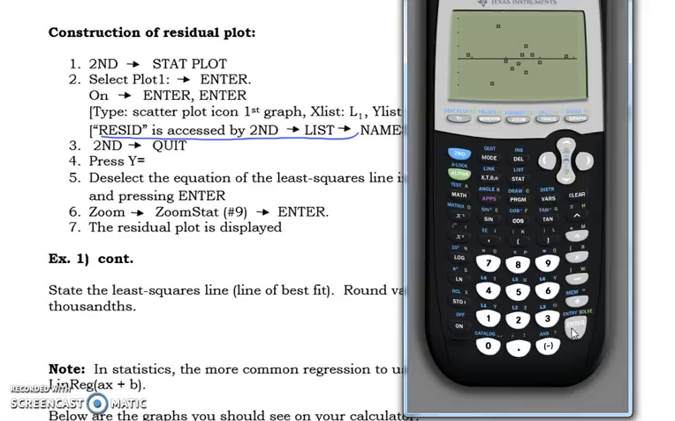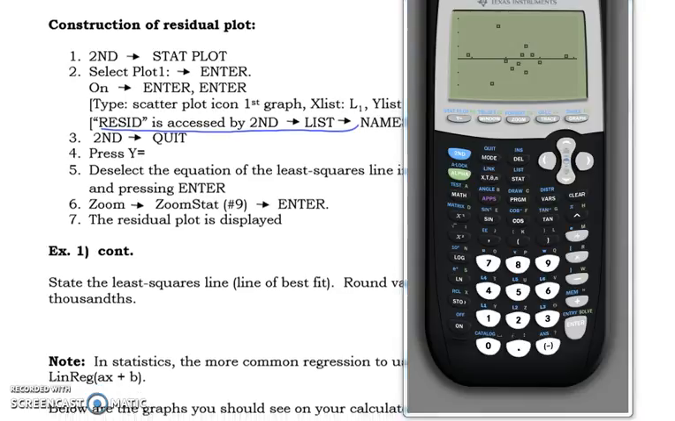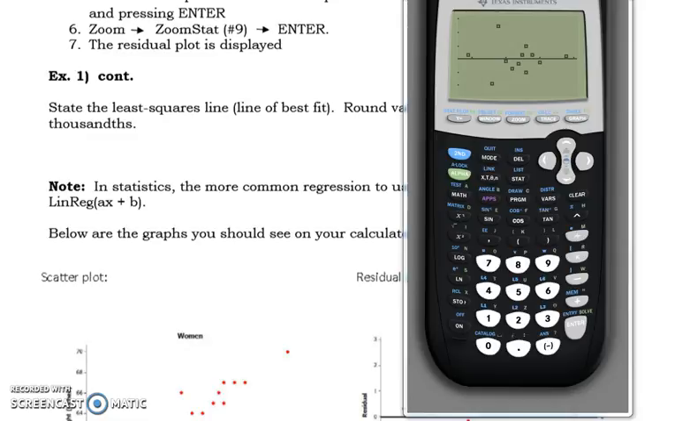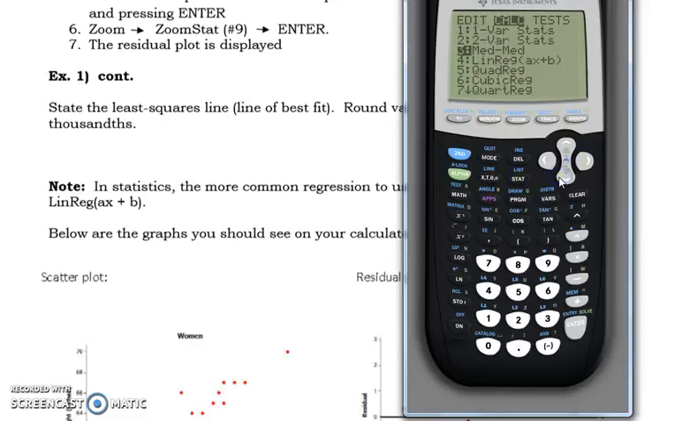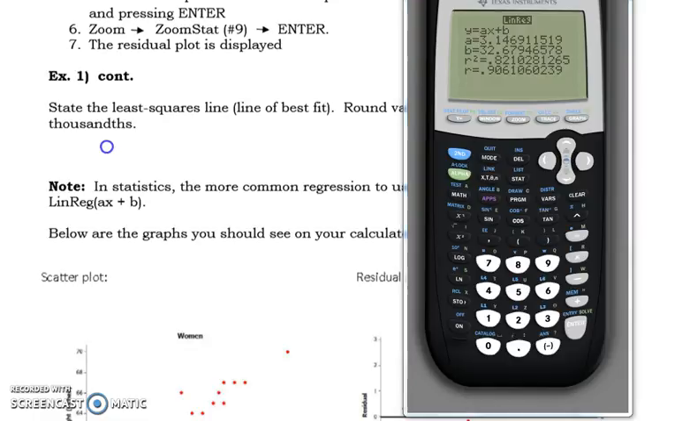And what I want you to notice is that the residuals are nice and scattered, and that's what we want. So now for Example 1 continued, we're going to state the least squares line or the line of best fit, rounding to the nearest thousandth. So I'm just going to go back to Stat Calc and run the linear regression one more time. I don't have to store the regression equation this time. And my least squares line, or the line of best fit, is going to be y equals 3.147x plus 32.679.